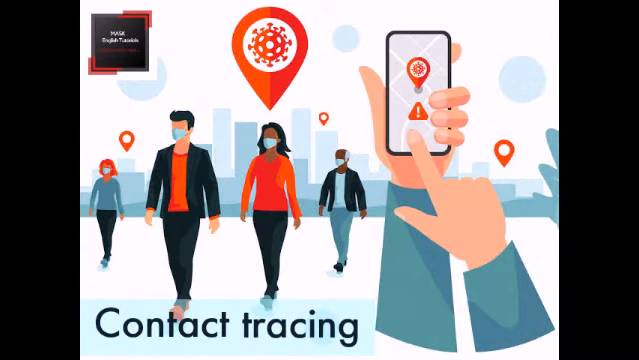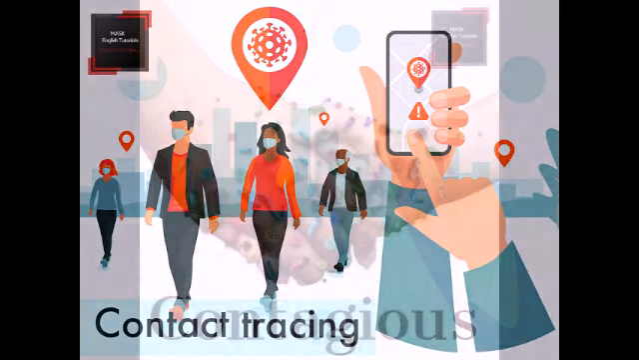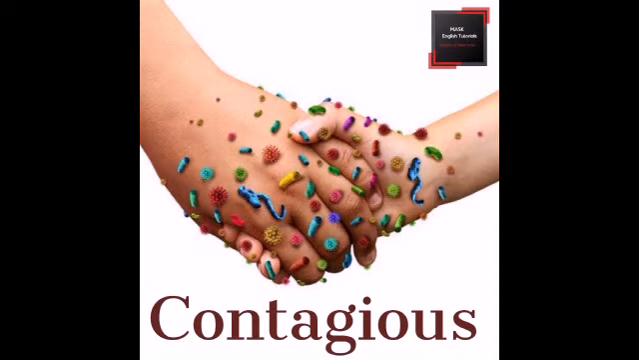Contact tracing. Contact tracing is the process of identification of persons who might have come into contact with an infected person and subsequent collection of further information. This term is used in public health. Contagious. Contagious refers to spread from one person or organism to another, typically by direct contact.